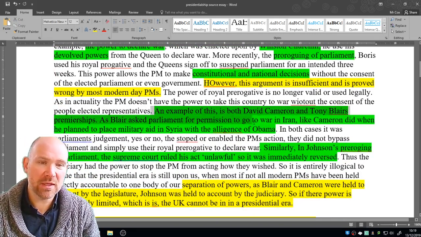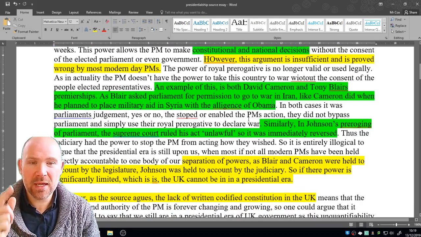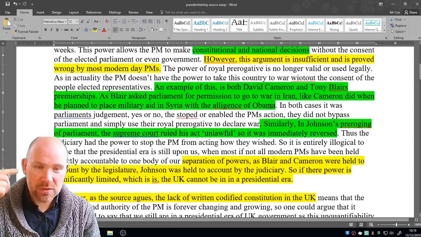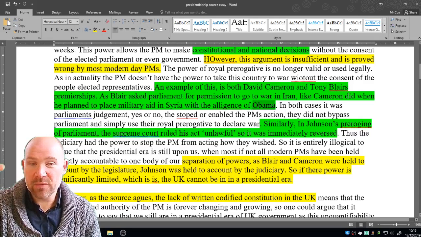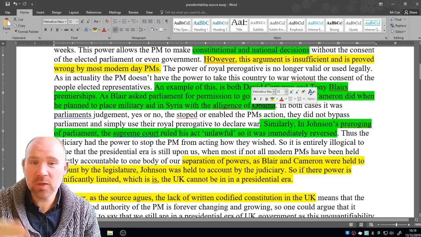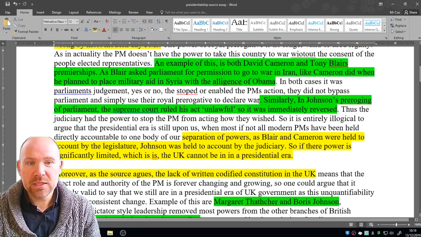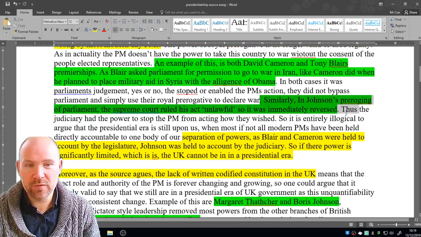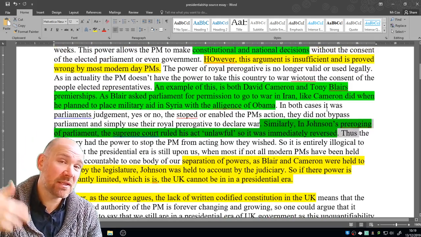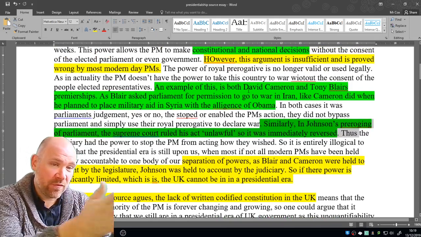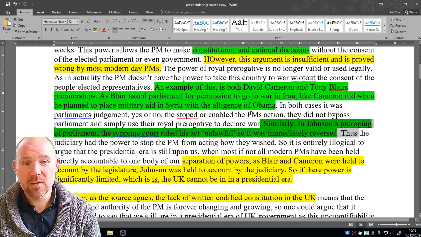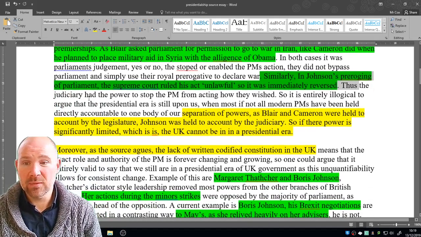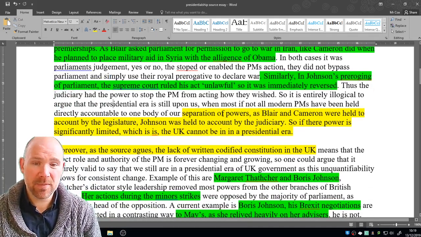An example of this is, and also look at this, examples over time, David Cameron, Tony Blair, Obama. So we've got two generations, and we've got a reference to a different country. Now, obviously, this is UK politics, but a quick reference, sure. Similarly, in Johnson's proroguing of Parliament. So the word similarly is then showing a second example to back something up. And now we've gone all the way from 97 to 2019 in terms of the breadth of the examples here. References to the judiciary, keywords, and then back to the summary.